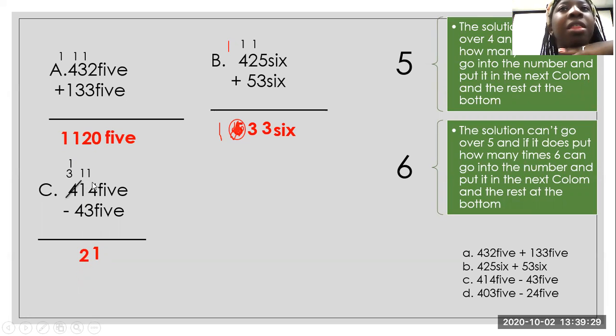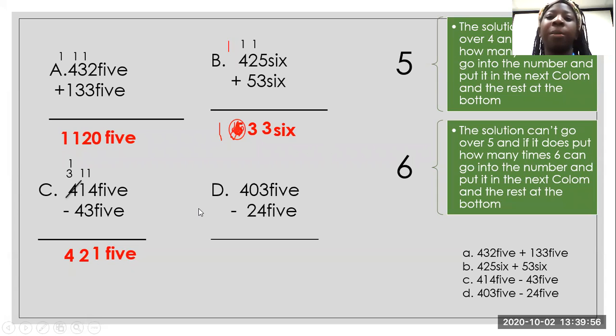So how many times can 7 go into 5? And that will be 1 time, with 2 remainder. So that means 1 will go up here, and then 2 remainder will go down. So now we go to our next row, which is 3 plus 1, which is 4. So 4 will go down, because it's not over 5, and then we bring down our 5. And that's how you solve that one.